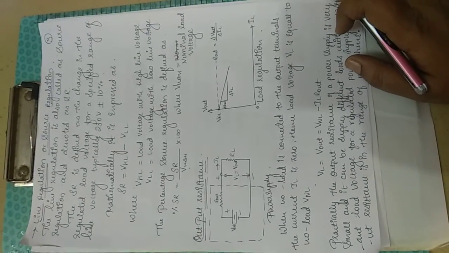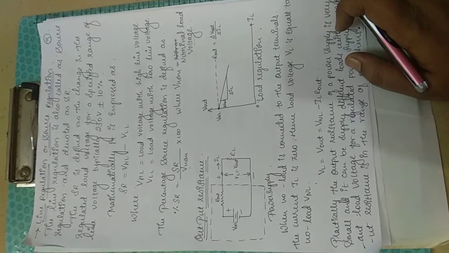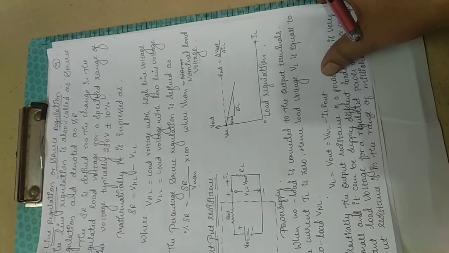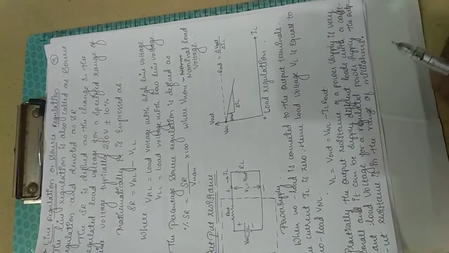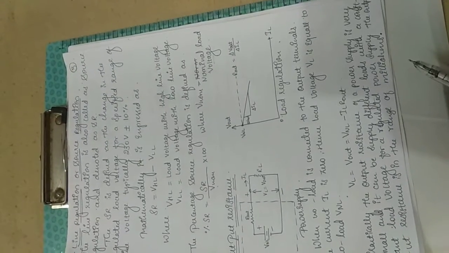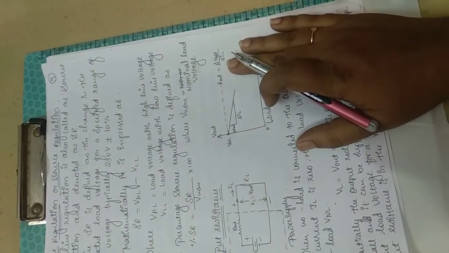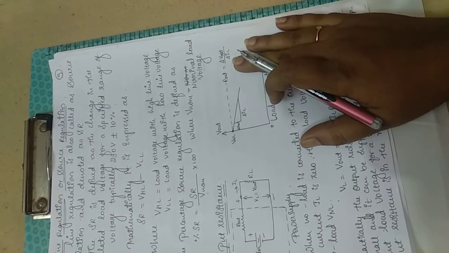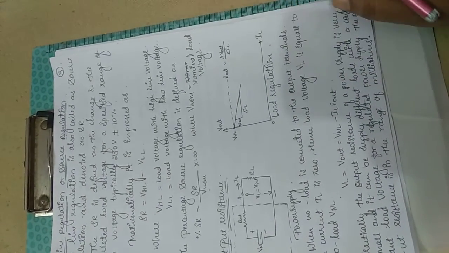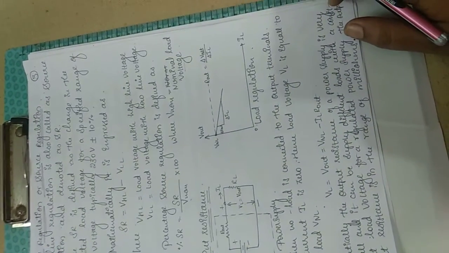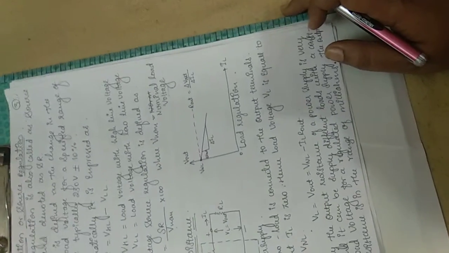So next is line regulation or source regulation. Line regulation we also call source regulation, and it is denoted as SR. SR is a change in the regulated load voltage for a specified range of line voltage, that is 230 volt plus or minus 10%.